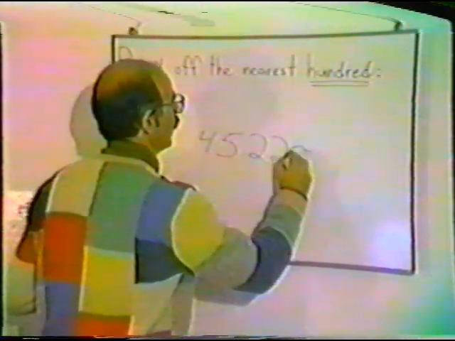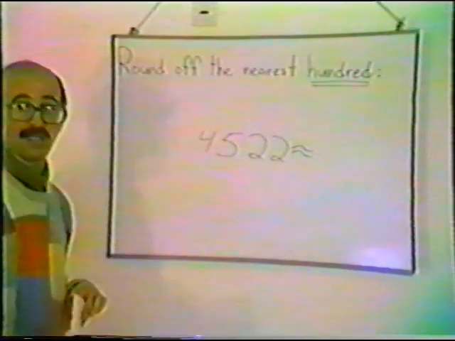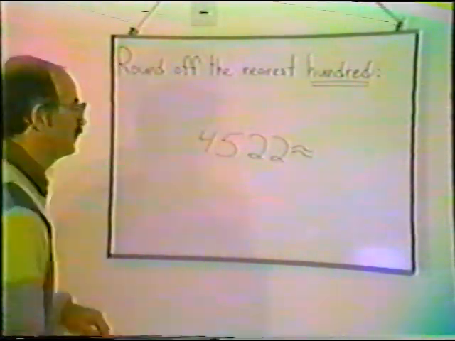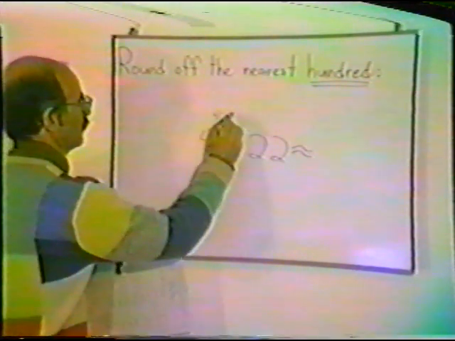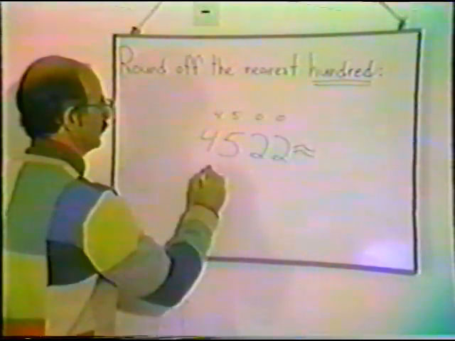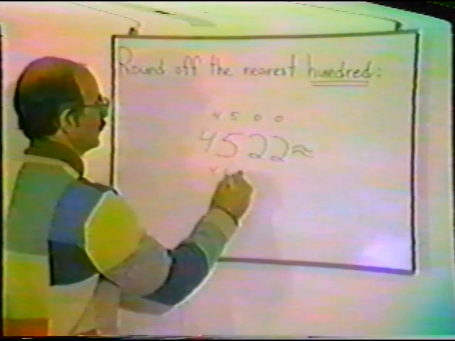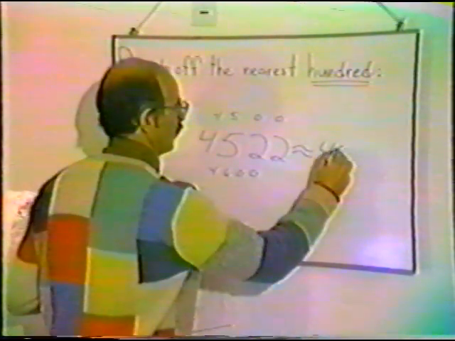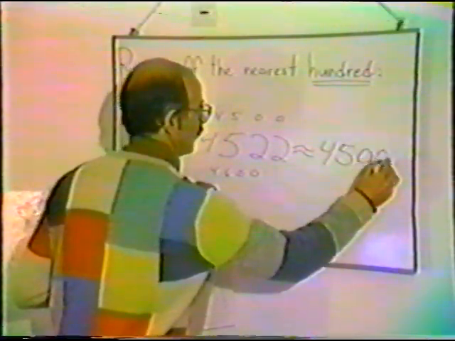4,522. What two numbers is that in between, counting by hundreds? 4,500 and 4,600. And which is it closer to? 4,500. That's right.